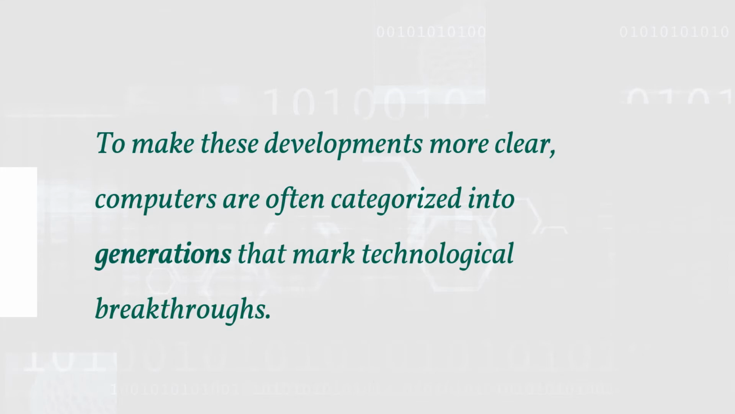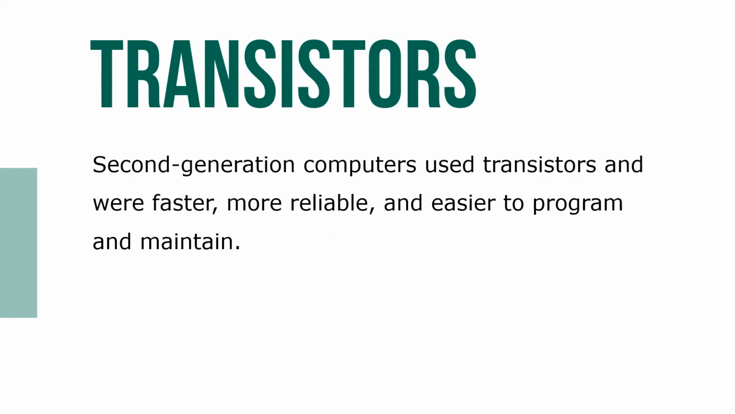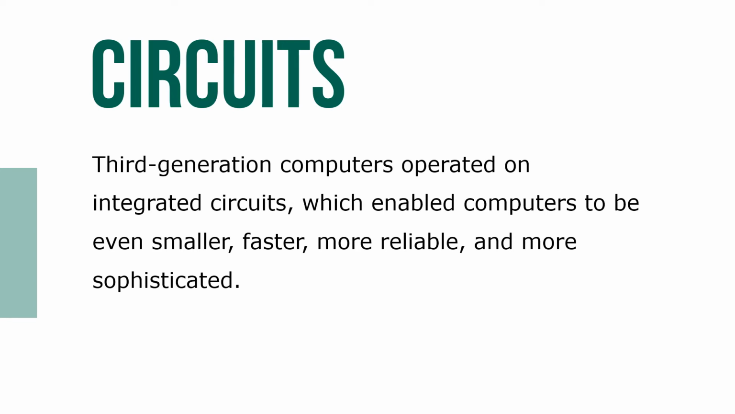To make these developments more clear, computers are often categorized into generations that mark technological breakthroughs. Beginning in the 1940s, first-generation computers used vacuum tube technology. They were bulky and unreliable, generated excessive heat, and were difficult to program. Second-generation computers used transistors and were faster, more reliable, and easier to program and maintain. Third-generation computers operated on integrated circuits, which enabled computers to be even smaller, faster, and more reliable and sophisticated. Remote data entry and telecommunications were introduced during this generation.